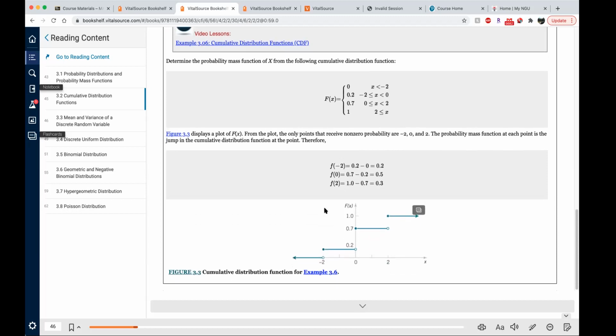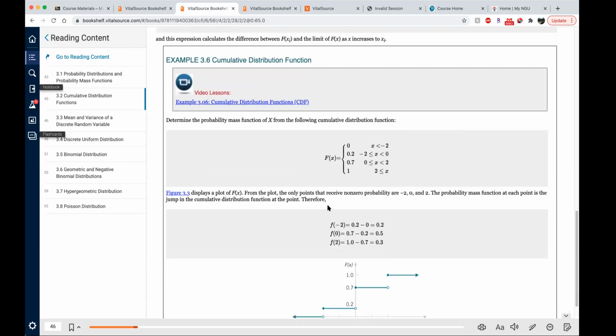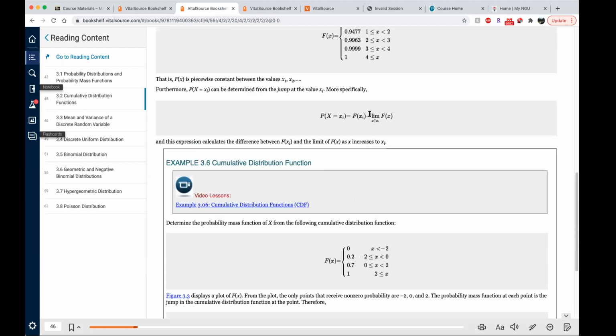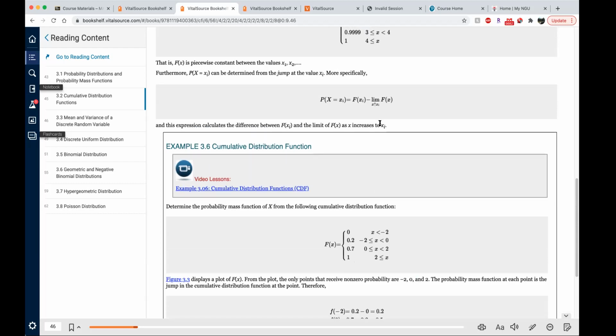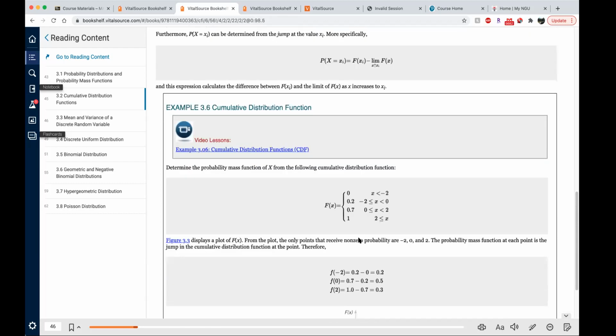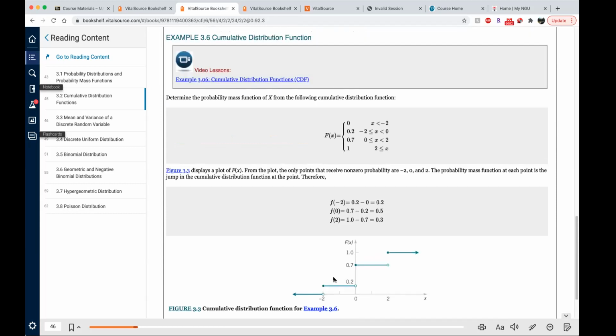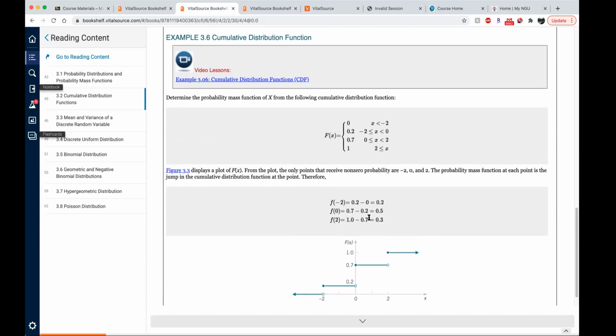Or you may just use that formula. I told you what the limit is. In this case, for example, when you calculate the PMF at 2, that's the CDF at x equals 2, which is 1.0, minus the CDF at x equals one discrete value less than 2.